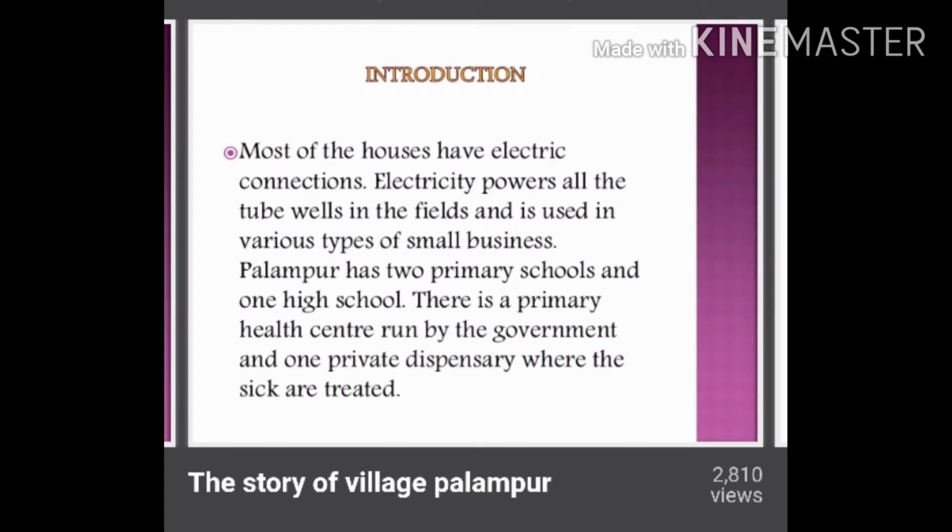As the 450 families were living in that village, most of the houses have electric connections. Electricity powers all the tube wells in the fields and is used in various types of small business. Palampur has 2 primary schools and 1 high school. There is a primary health center run by the government and 1 private dispensary where the sick are treated. So overall we can say that Palampur village has electricity, the tube wells are running, and it has schools and health facilities where sick persons can be treated.